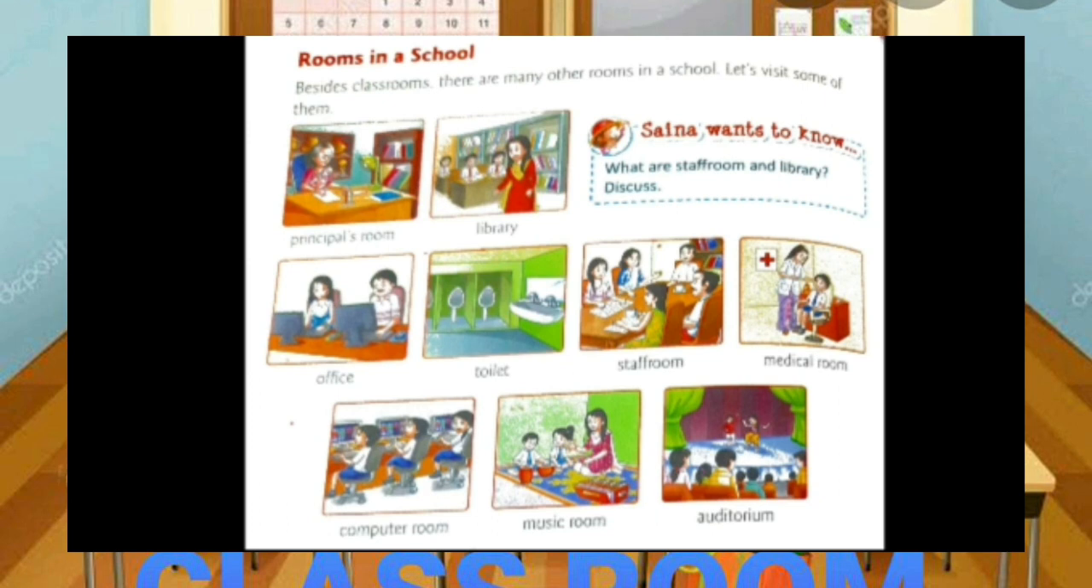There is also an auditorium you can see on the first floor. You can also see the stage for the assembly on the ground floor. So all these things are there in our school. All the rooms have different purposes and different uses that you will study here. So besides classrooms, there are many other rooms in the school. Let's visit some of them.